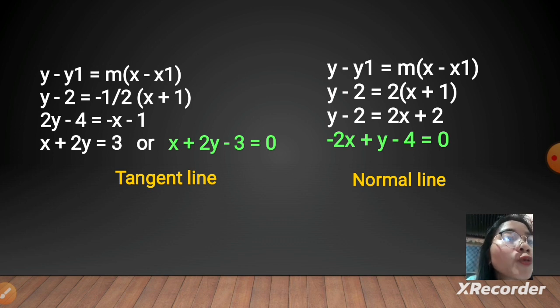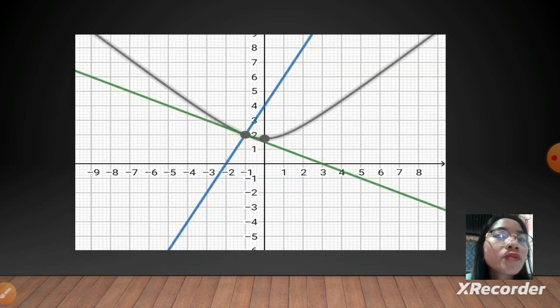Then, we will use the distributive property. So we have y minus 2 equals 2x plus 2. Then we will use additive inverse. We have negative 2x plus y minus 4 equals 0. So that is our normal line. So here is our graph. The green is our tangent line and the blue is our normal line.